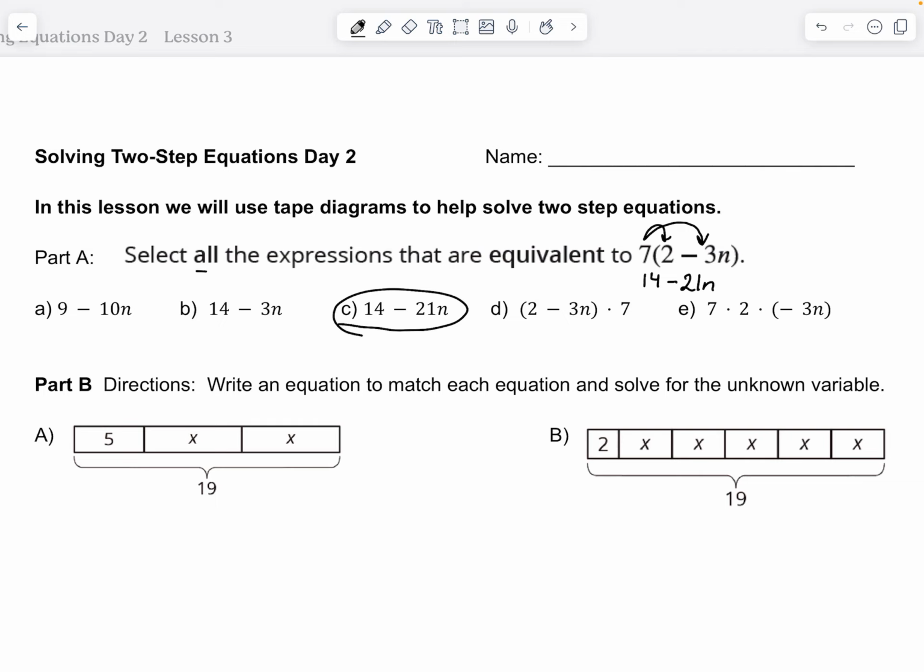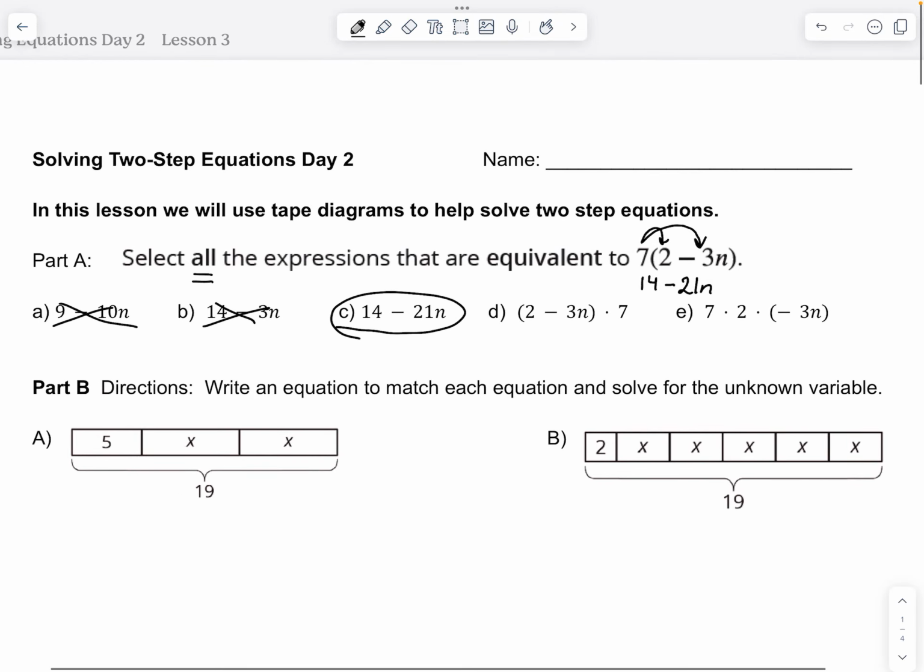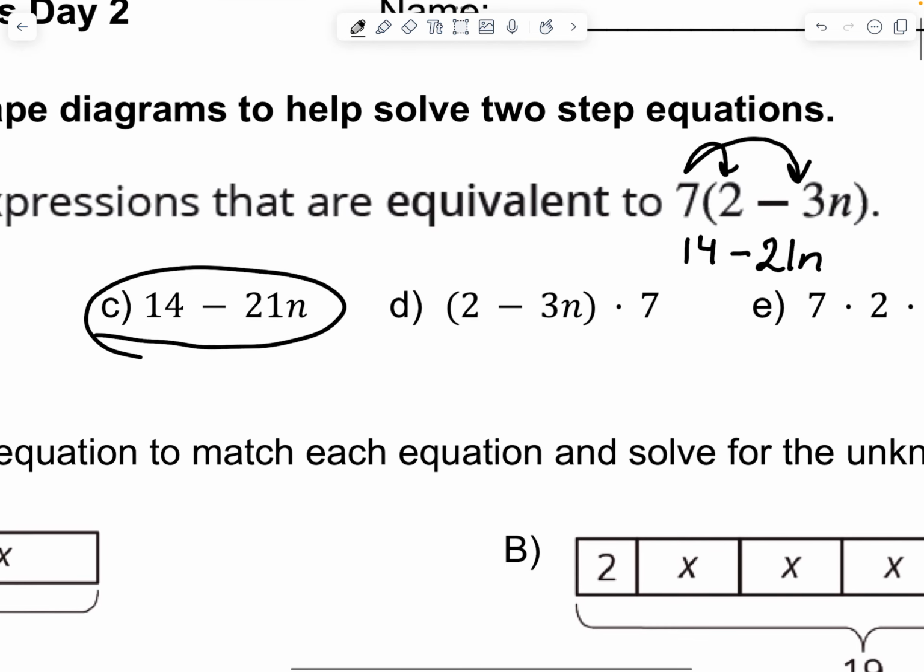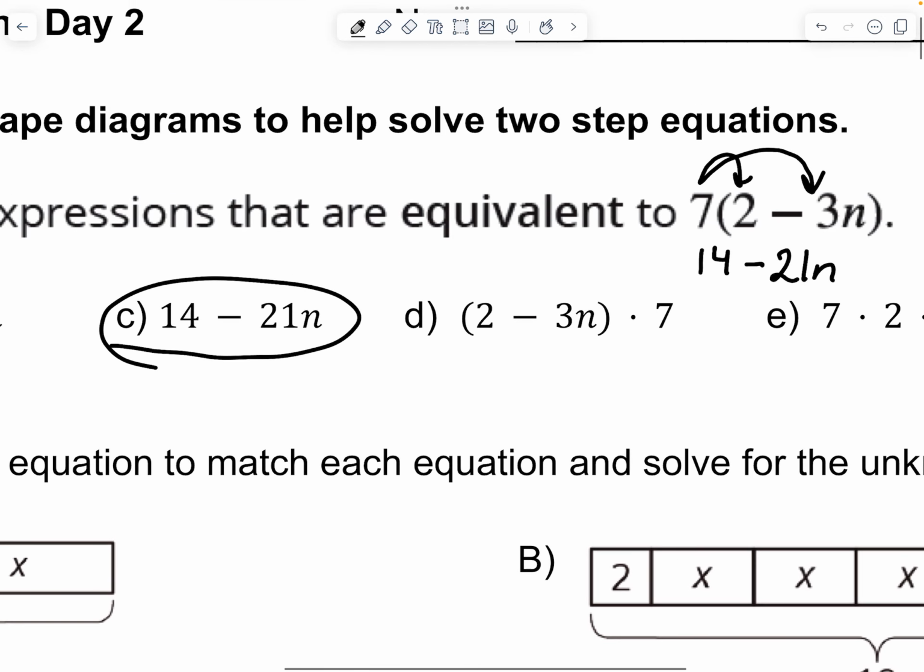But our job was to select all the expressions, so the ones that are equivalent to this. Well, 9 minus 10n, that's definitely not it. 14 minus 3n, that would be an improper use of the distributive property. But having, on part D here, this 7 on the opposite side, it's still 7 times 2 is 14. It just looks different. And then 7 times a negative 3n is still negative 21n. So D is also a correct option.